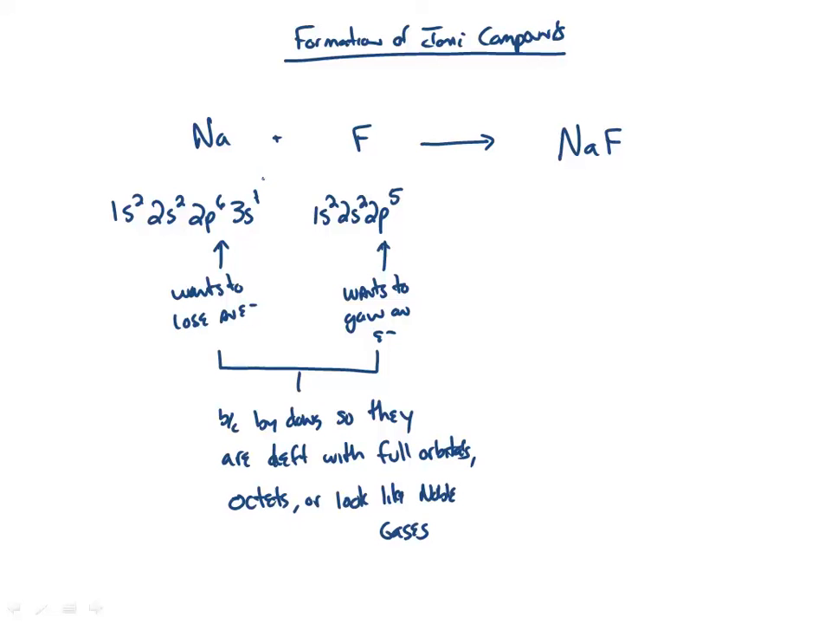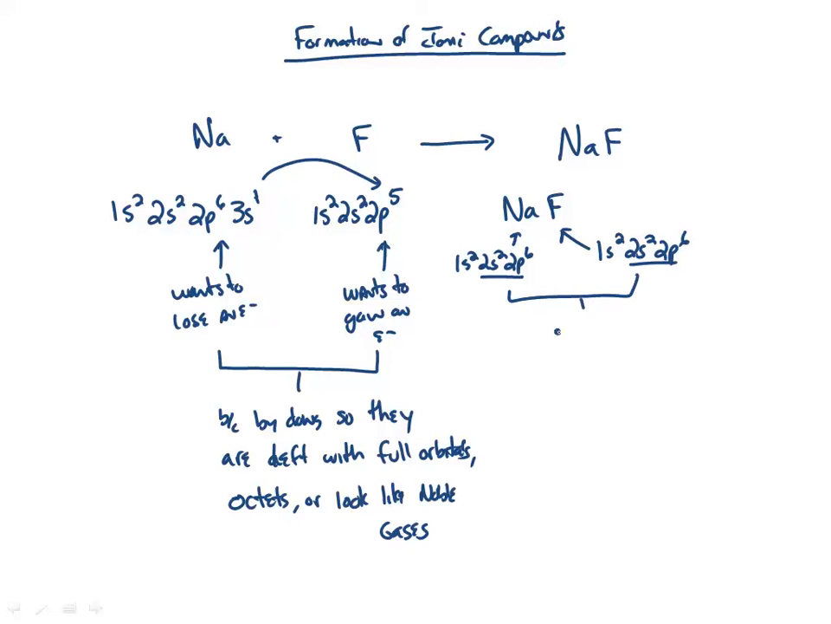And so if I take that electron from sodium and transfer it to fluorine, I can have NaF, where sodium is 1s2, 2s2, 2p6, and fluorine is also 1s2, 2s2, 2p6. So they've both got those octets, full orbitals, etc. And we can use that same rationale to go through all of the other types of reactions that we have too.